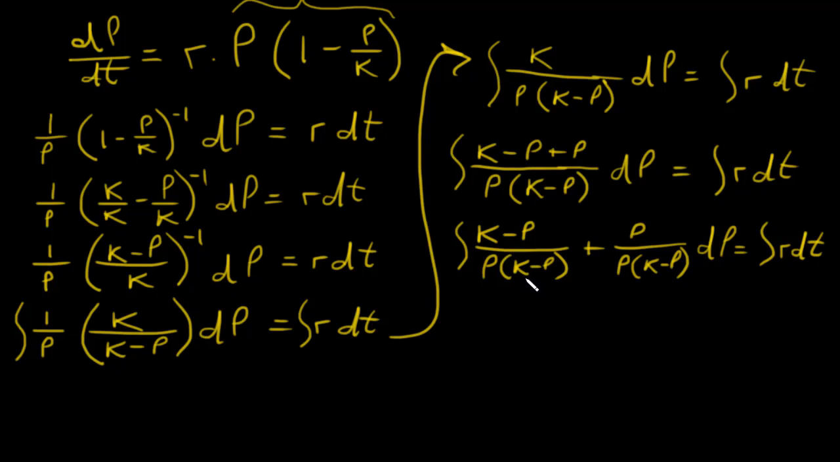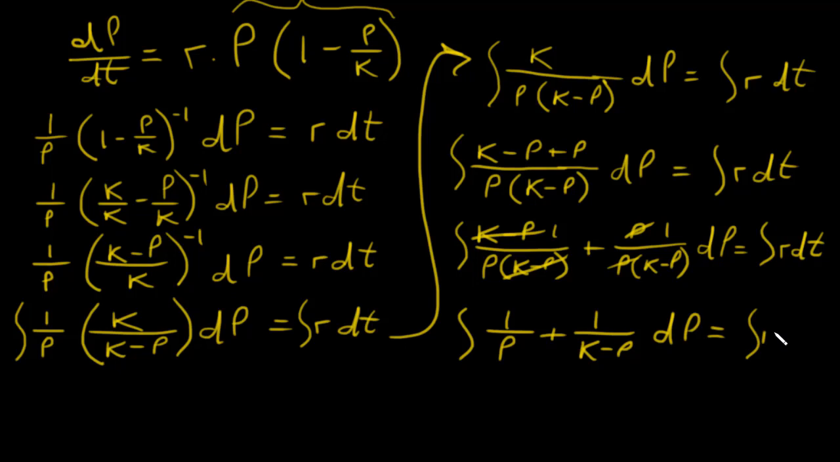Isn't that nice? It's one of my favorite tricks I've ever seen. So now all I have to do is simplify that. It's going to become a 1 on top there. Simplify this, and it becomes a 1 on top there. And so I wind up with the integral of 1 over p plus 1 over k minus p dp is equal to the integral of r dt.